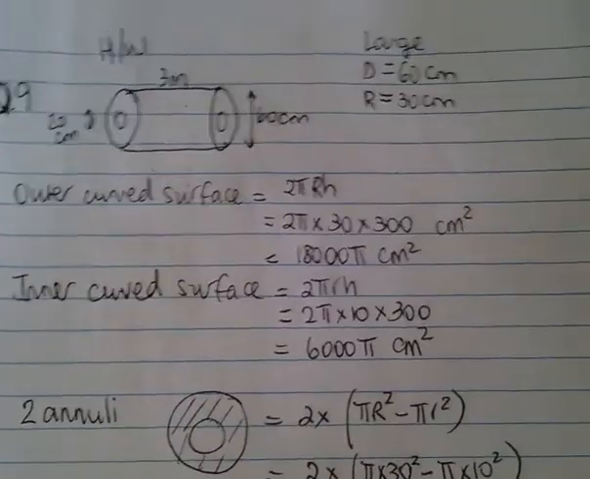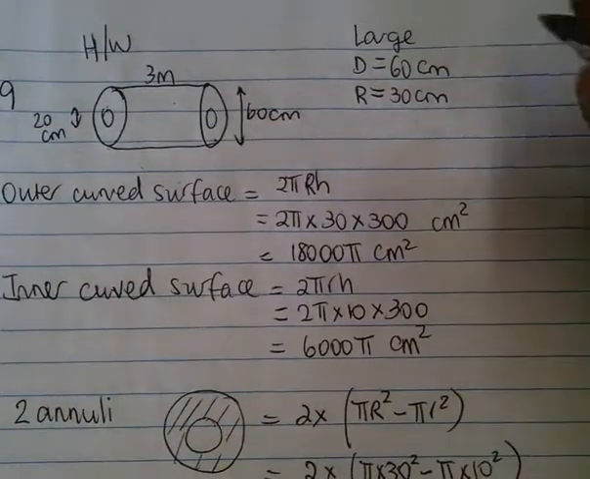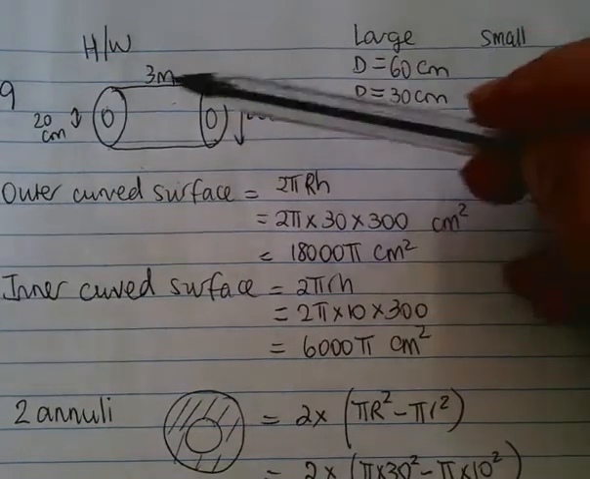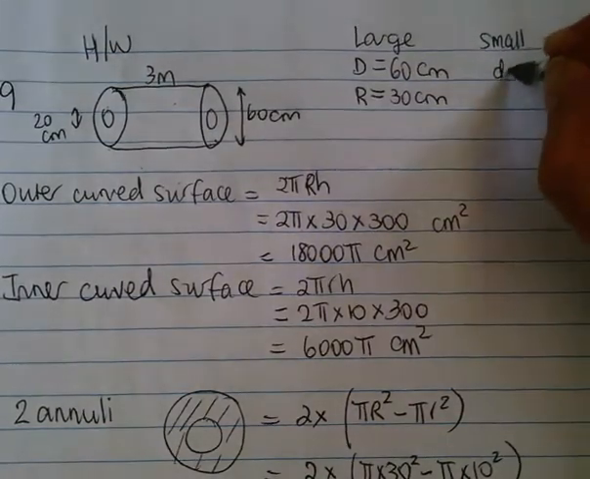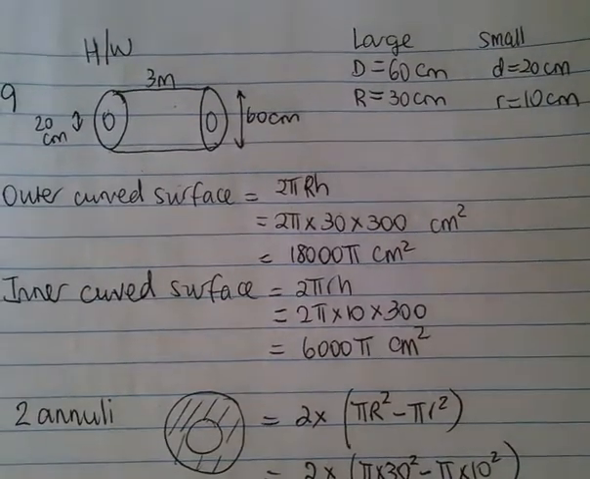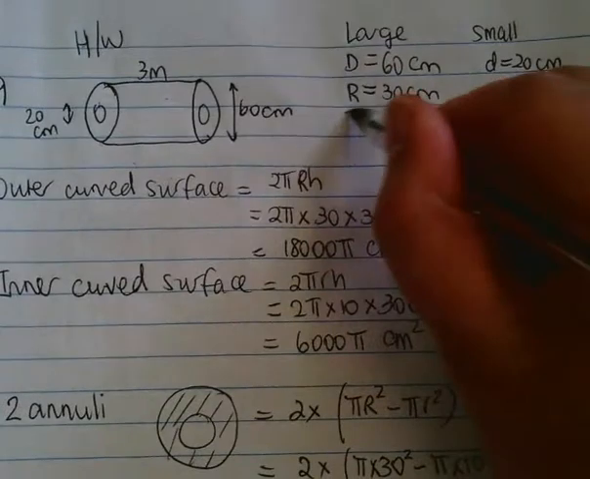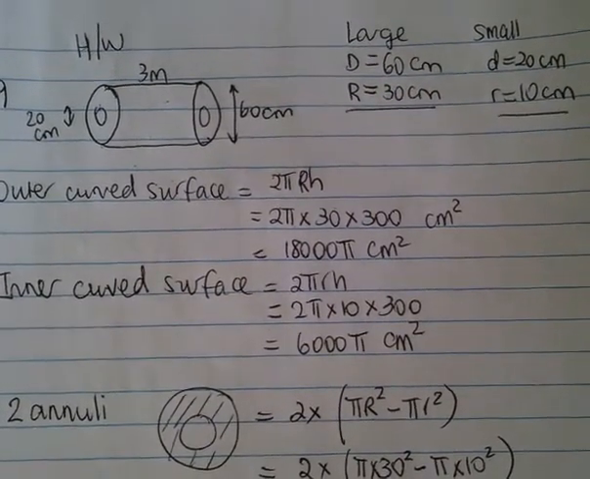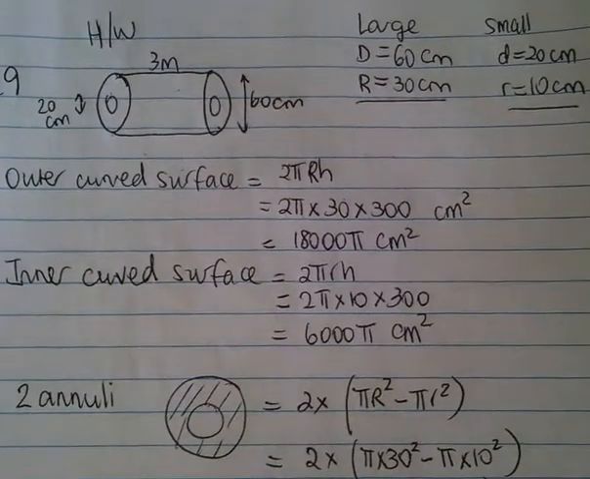If you've got large and small, I'd use capital R and little r. The small, or the inner tube inside there, has a diameter of 20 centimeters, so its radius is 10 centimeters. I really recommend writing that out so that you make sure that you use the radius as opposed to the diameter when you're working it out. Then break it up into all your surfaces.